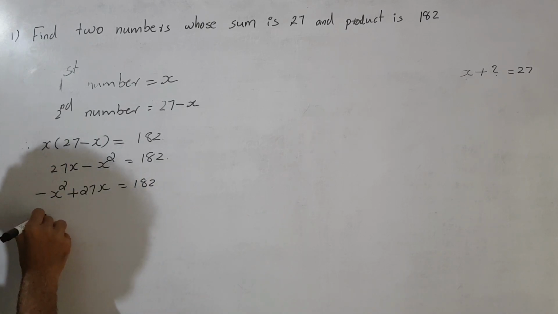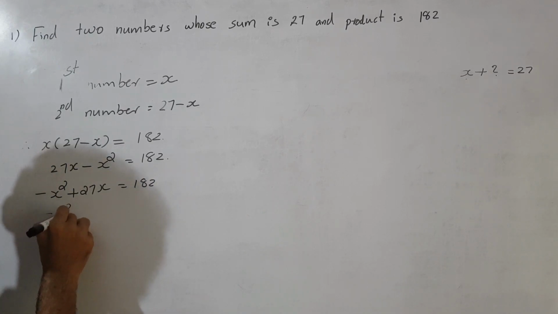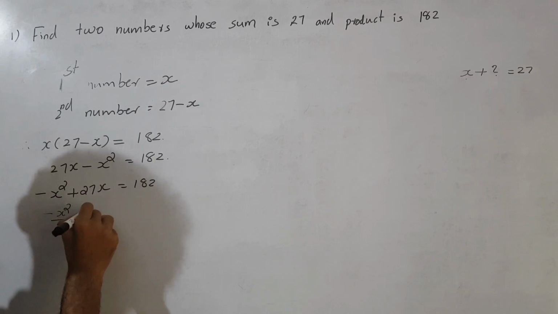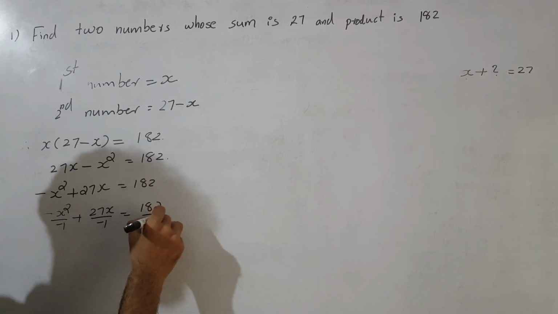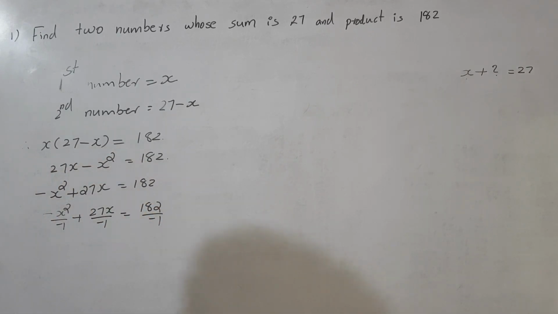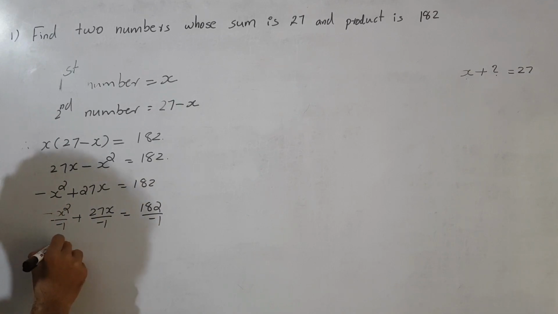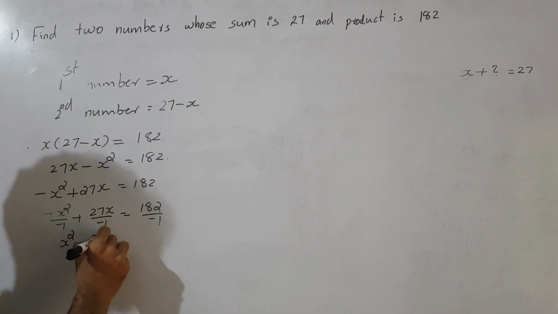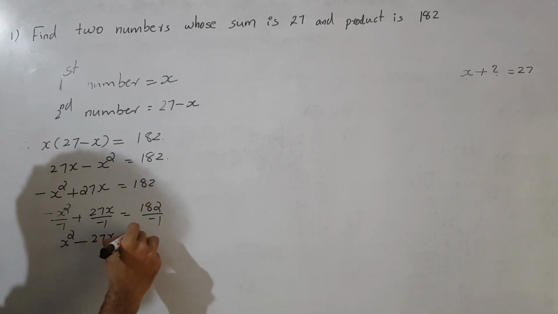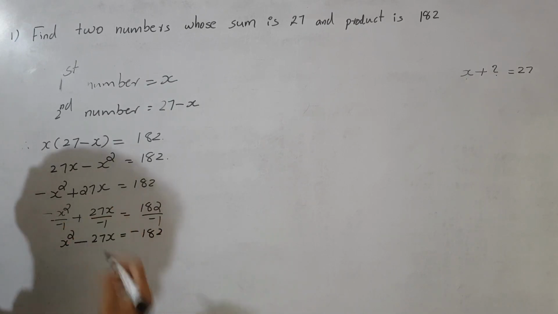Then minus x square by minus 1 plus 27x by minus 1 is equal to 182 by minus 1. So what is next? Minus x square by minus 1 is x square. Then minus 27x is equal to minus 182.